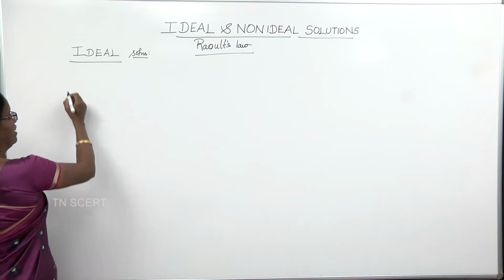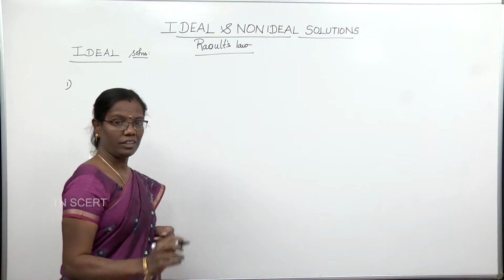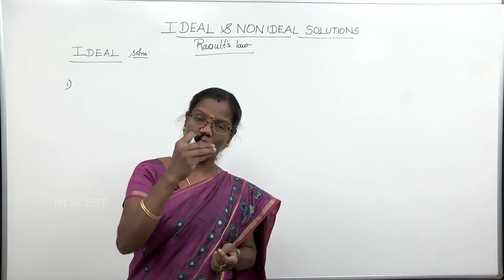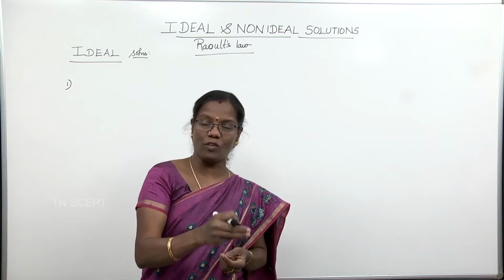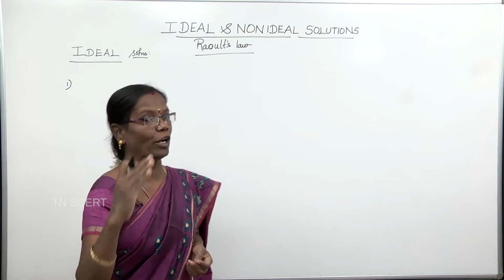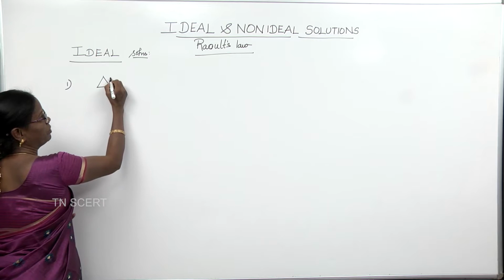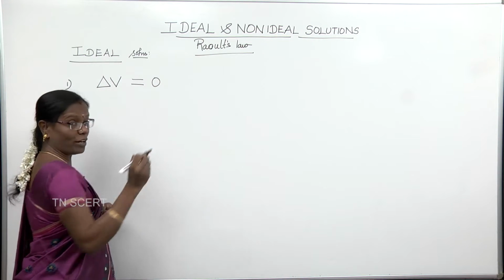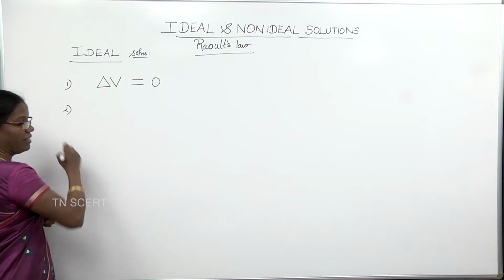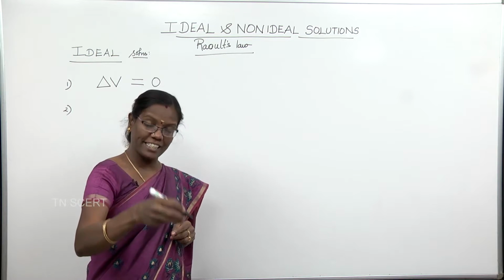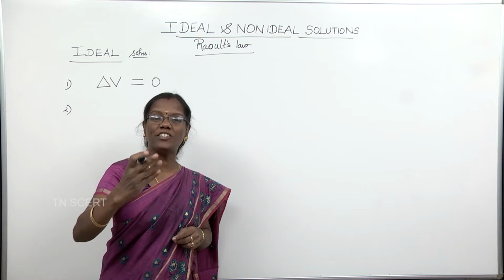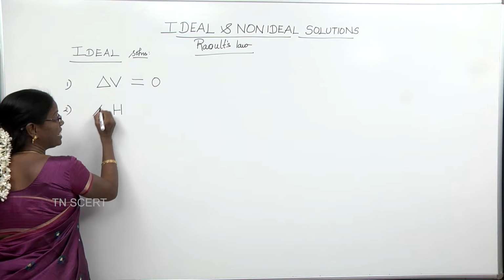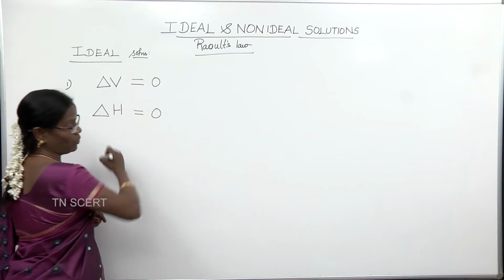These ideal solutions have the following characteristics. The first one: there will be no change in volume during mixing. That is, when a solute is dissolved in a solvent, there will be no change in the volume before mixing and after mixing. Delta V, where V is the volume and delta is change, will be equal to 0 for an ideal solution. And secondly, when a solute is dissolved in a solvent in an ideal solution, there is no exchange of heat. Therefore, delta H, where H is enthalpy, the change in enthalpy, is also equal to 0.